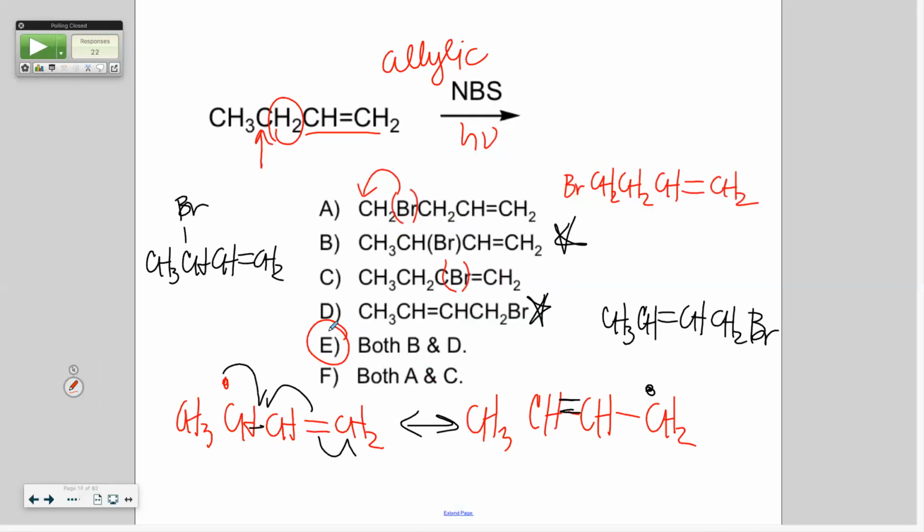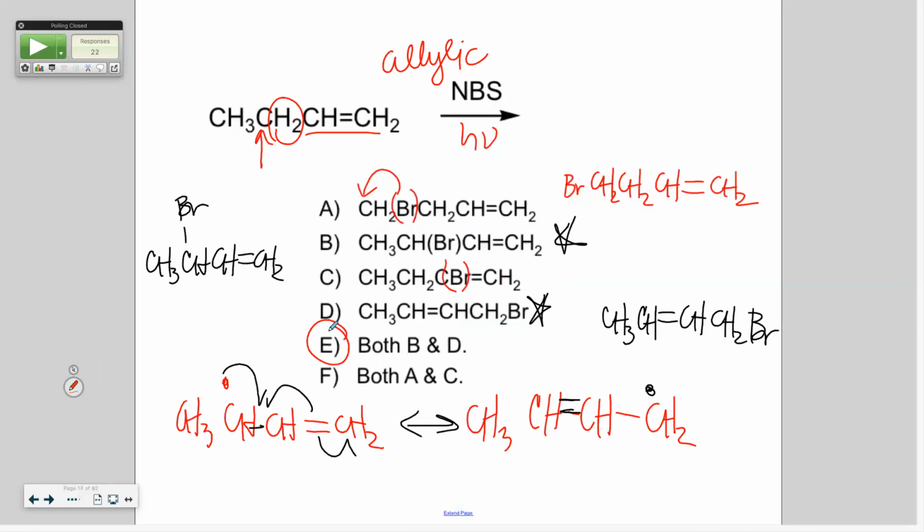Okay, so how do you figure it out? Number one, draw the allylic free radical that you get from the original hydrogen abstraction. Draw the resonance form. Look at the two. Get your products from those. So if this was just regular bromination, would A and C be what would form? No. So why is it?